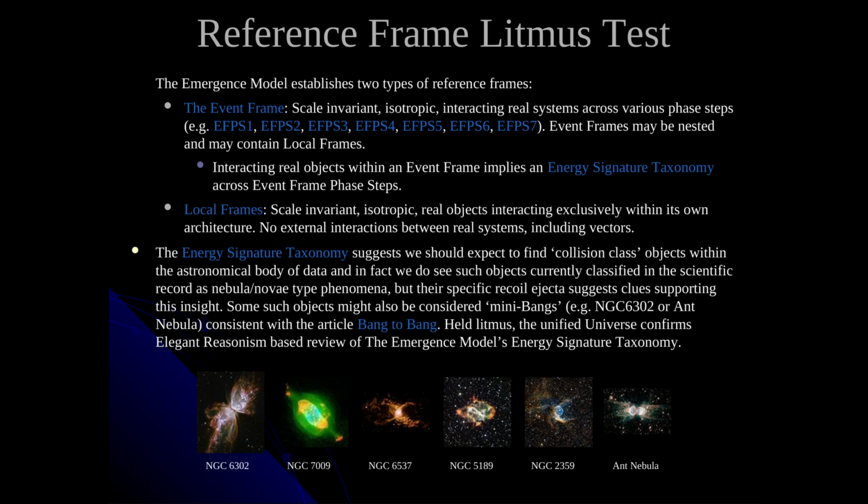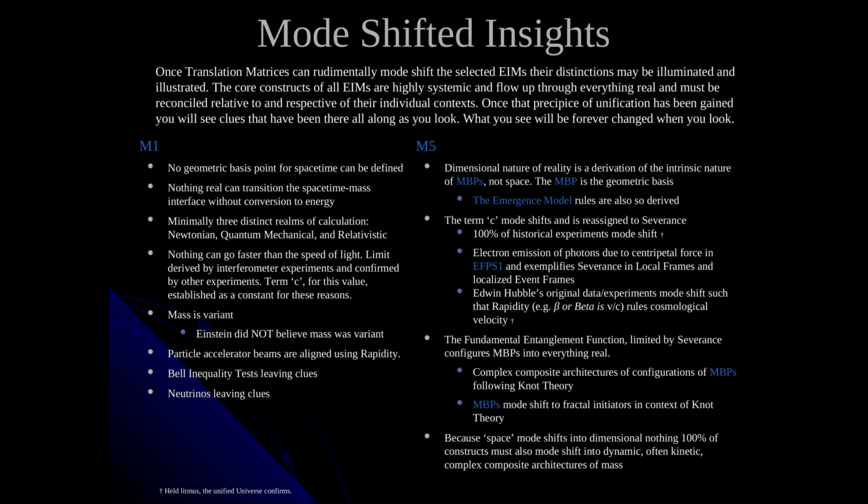We are finding correlations to the unified universe in the existing astronomical database. And that leads us to the conclusion that elegant reasonism is a correct and proper way to assess and address the unified universe. People often say to me that this has taken us almost 20 years to get to this point. You know, why did we keep going? Why didn't we give up?